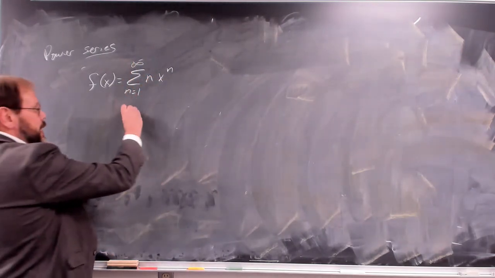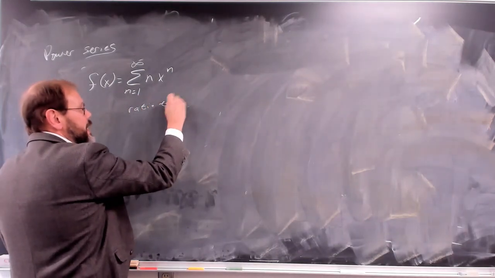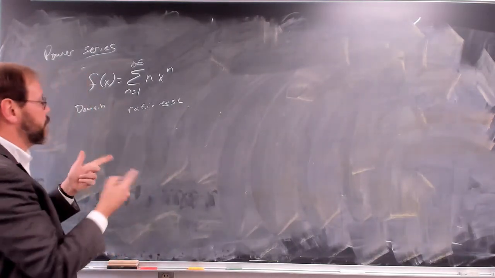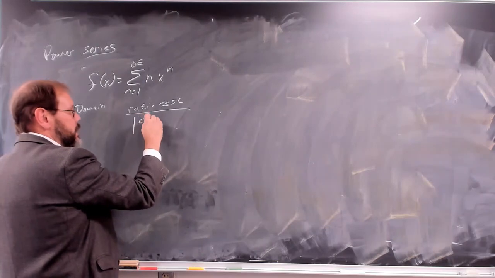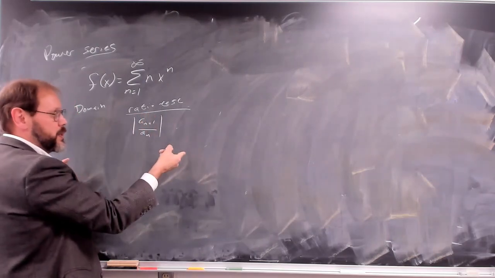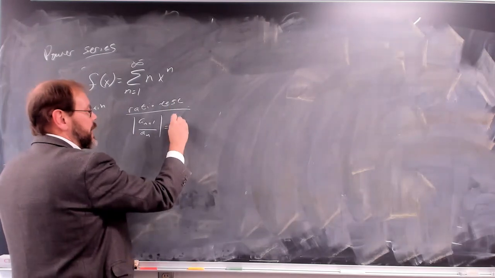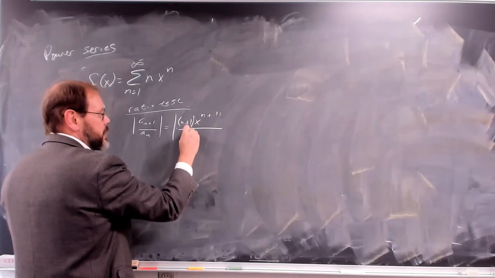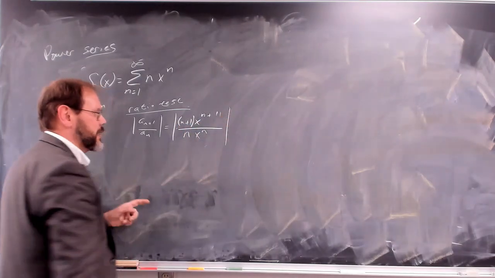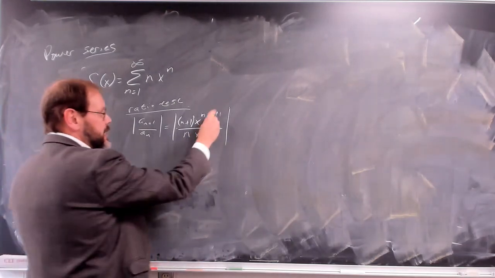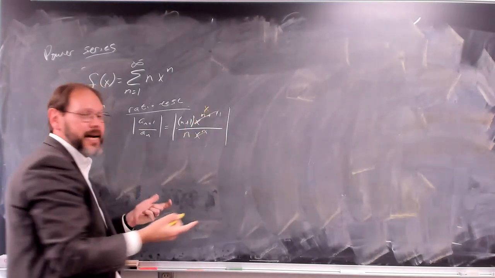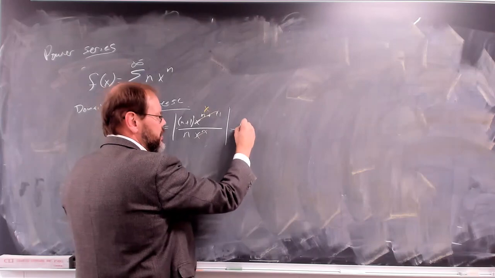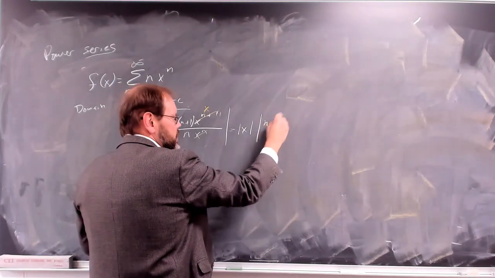Again, ratio test. The question is domain. What's the domain of this function? Ratio test would tell me, let's look at the absolute value of a sub n plus 1 over a sub n. That would be the absolute value of n plus 1 times x to the n plus 1 divided by n times x to the n. And then I simplify things: x to the n plus 1 over x to the n is just like having an x in the numerator. And then I have this n plus 1 over n. So maybe I'll write it as absolute value of x, and then absolute value of n plus 1 over n.